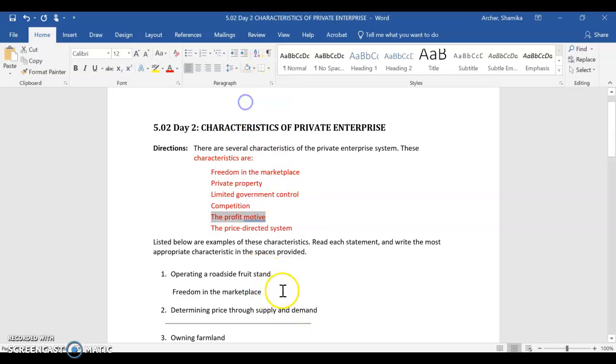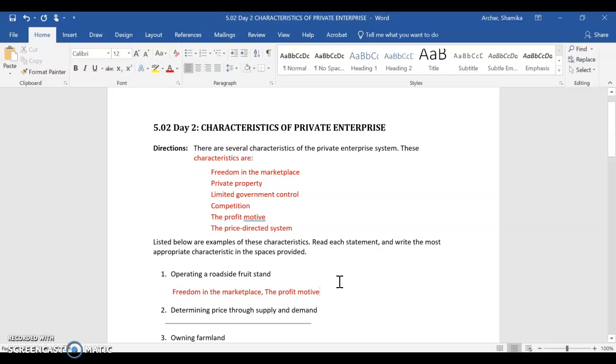The reason again that this is going to be freedom in the marketplace is because no one's dictating what type of fruit they can sell on the side of the road. They are able to sell what they want to without a lot of dictatorship. The reason it's the profit motive is because they're on the side of the road, so they're trying to make money. So they're doing it for profit.